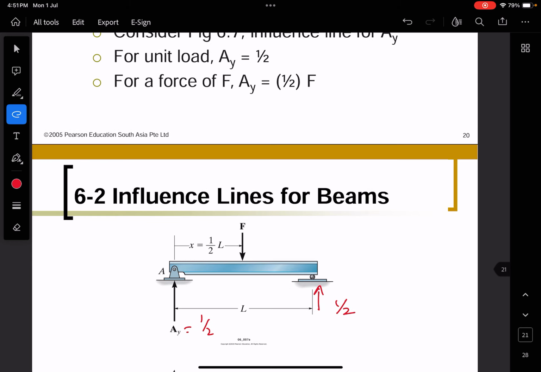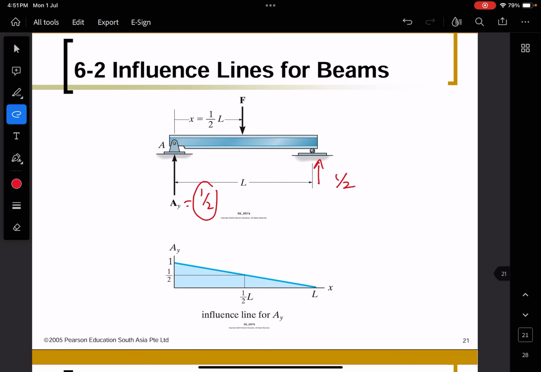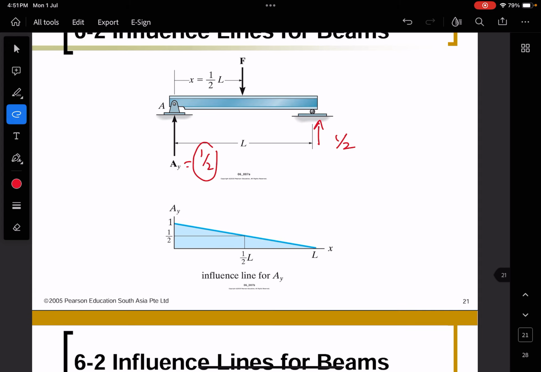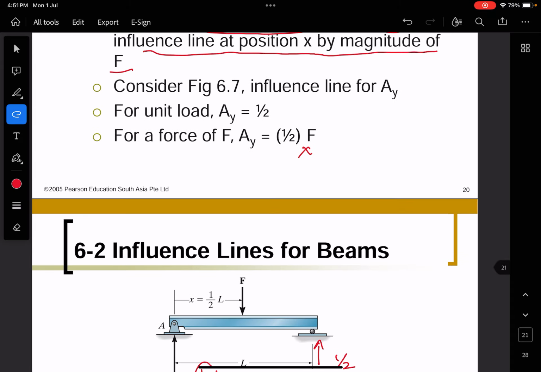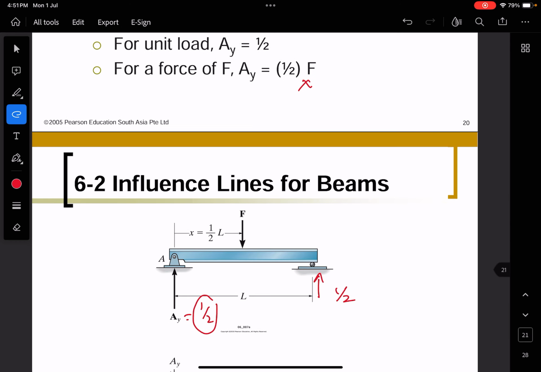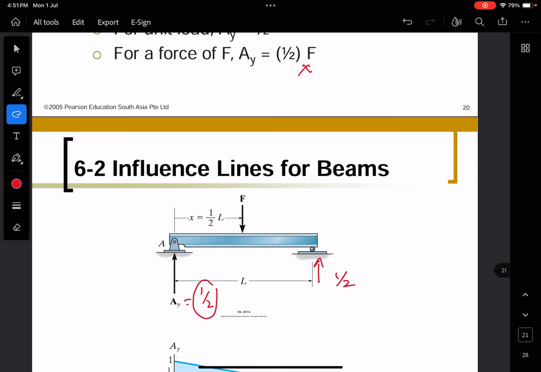So for a force F, your value is half multiplied with F. So this is the value for the influence line for AY. So your influence line for AY is half times the force. It depends, if your force is 2 kilonewton, then half times 2, and so on.